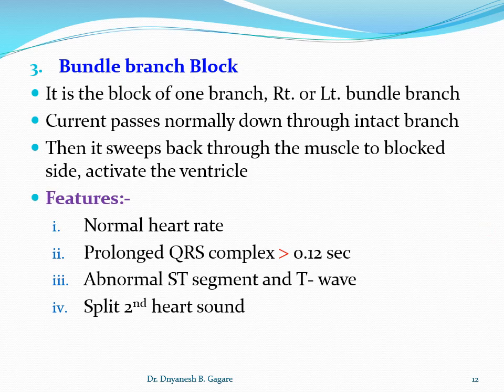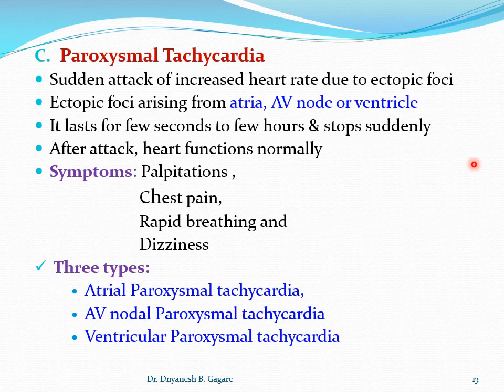Now the next cause of cardiac arrhythmias is paroxysmal tachycardia. So what is paroxysmal tachycardia? Very simple, a sudden attack of increased heart rate due to ectopic foci. Here there is a shifting of the pacemaker. Ectopic foci can occur in any part of the heart. For example, it can occur in the atria, in the AV node, or in the ventricle. So what happens in this case?